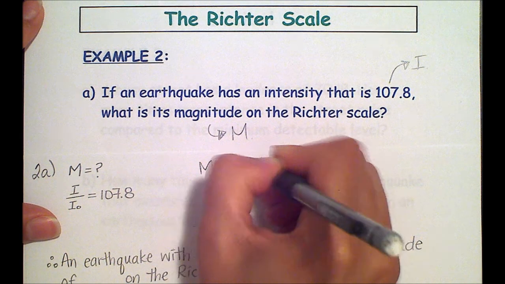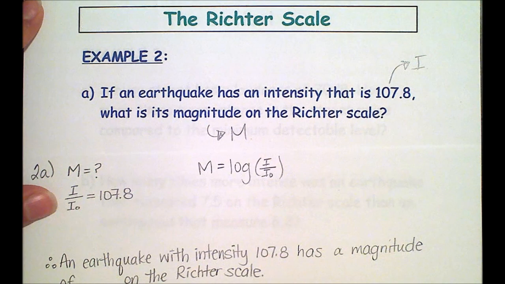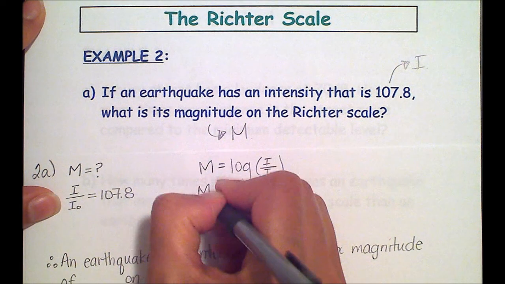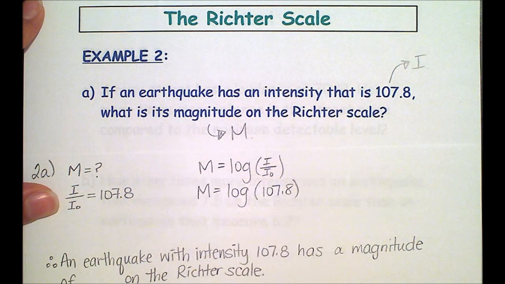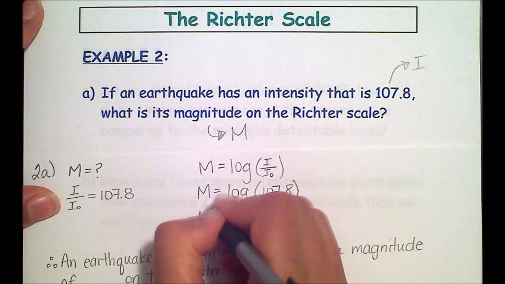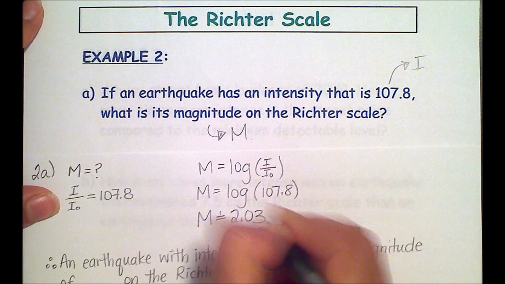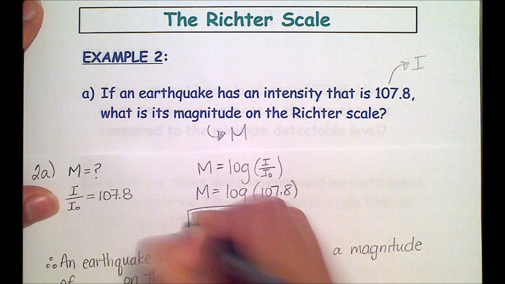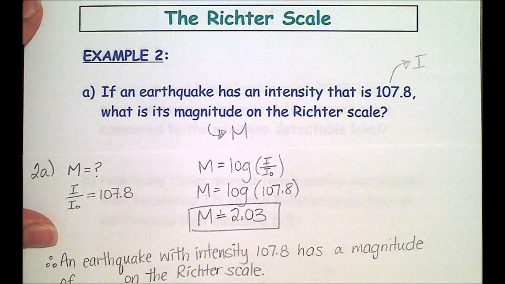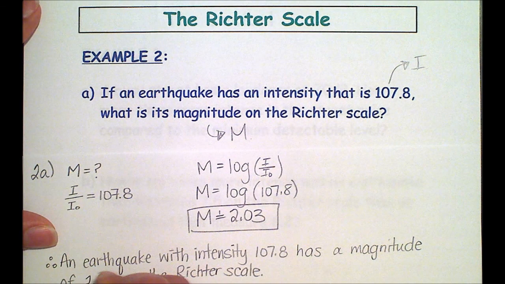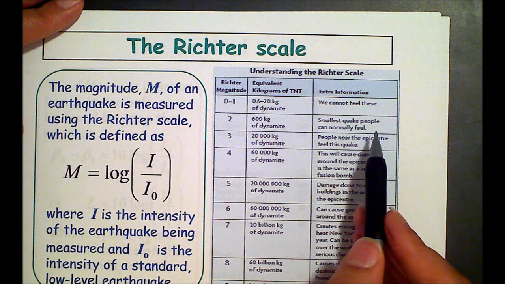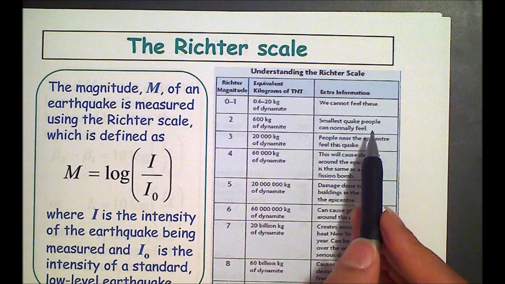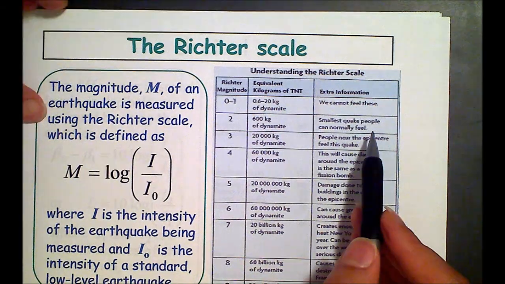And there's my formula there. I'm given the intensity, and so I'm just trying to calculate the magnitude. And so I get a magnitude of about 2.03. Okay, so an earthquake with intensity 10^7.8 has a magnitude of 2.03 on the Richter scale. So if I look at what that means on the Richter scale, that means it's the smallest quake people can normally feel. So that's roughly what a magnitude 2 on the Richter scale would look like.